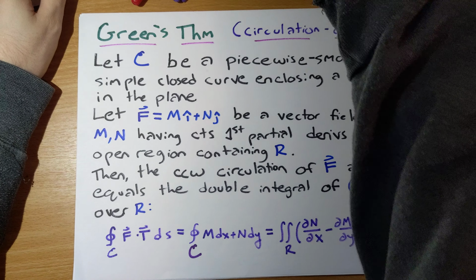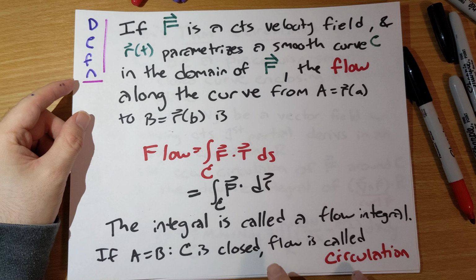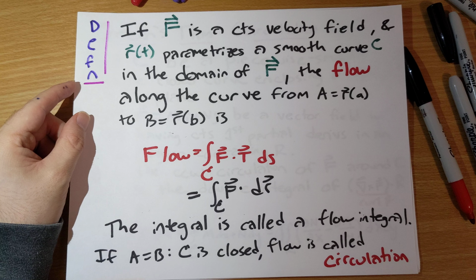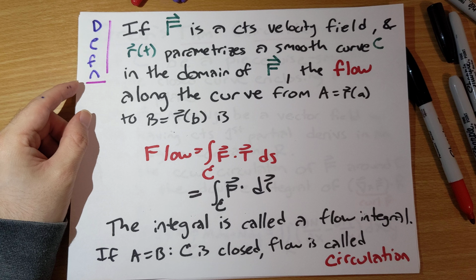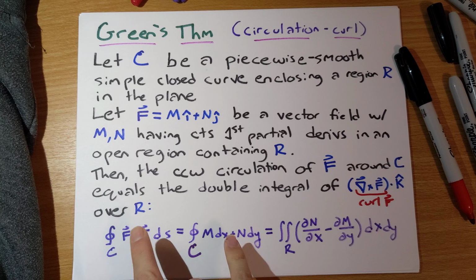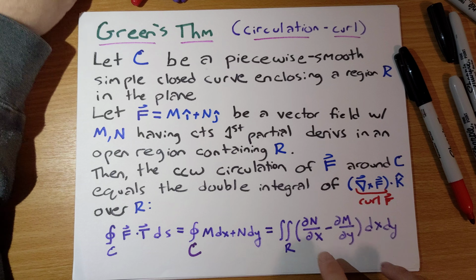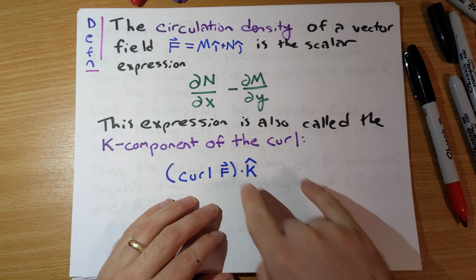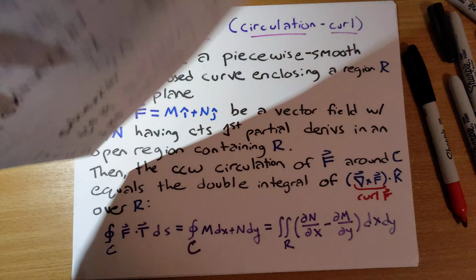Let me just remind you of all of this here. This definition here from section 16.2: flow is called circulation if we're integrating around a closed loop. And so that's just the integral of F dot dr around a closed loop, which is called circulation. So these two sides are both circulation. And then the right expression, partial N partial x minus partial M partial y, is the k component of the curl, as we saw earlier in this section.